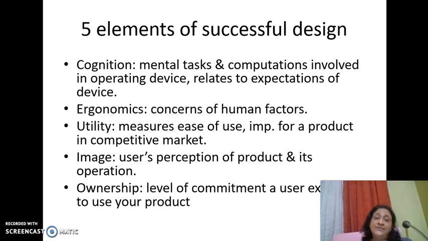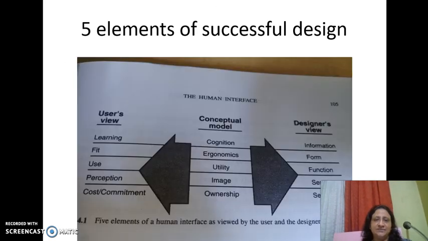Utility. Utility is very important because any product should be very easy to use. If the product is not easy to use, then that product will be rejected in the competitive market. So this element, ease of use or utility, is very important in the design. What is image? Image is the user's perception of the product and its operation. And ownership is the level of commitment a user exercises to use your product. All these 5 elements are interrelated with each other. Let us study the first element, that is cognition.